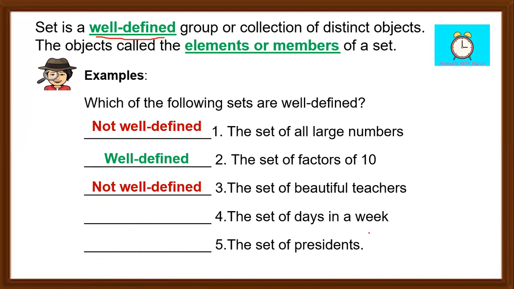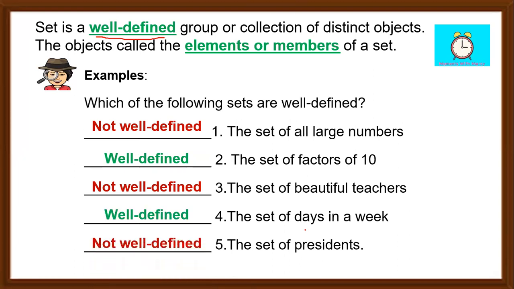So let's have number 4, the set of days in a week. Pag sinabi ko, can you give me the days in a week? Diba meron tayong Monday, Tuesday, Wednesday, Thursday, Friday, Saturday, Sunday. There are 7 days. Ibig sabihin nyo, kapag kaya mo siyang pangalanan, automatic, that is well-defined. Okay. And last number, the set of presidents. Pag hiningi ko, can you give me the set of presidents? Ang tanong doon, di ba mag-iisip ka muna? Ano-ano ba yung mga president? Di ba hindi mo siya ma-identify kung ano ba yung president na to?